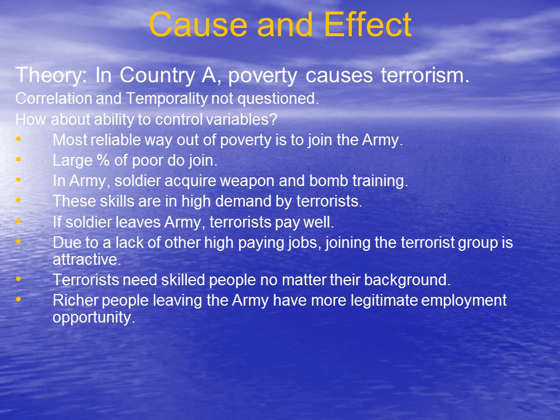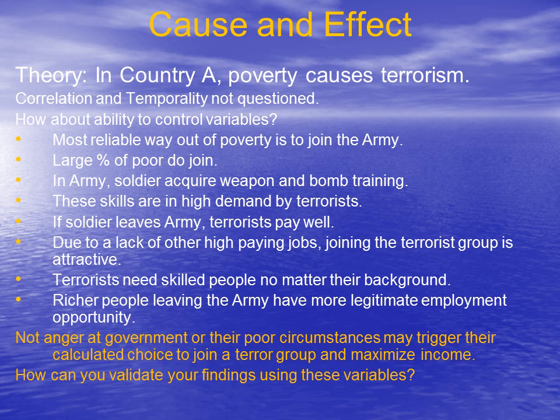It makes sense. So it makes practical sense. Terrorists need skilled people, no matter their background. The richer people leaving the Army have more legitimate employment opportunities. So can we say that poverty causes terrorism? No. It's not anger at government or their poor circumstances that may trigger their calculated choice to join a terror group. It's to maximize their income. That's why they join. And so you have to ask yourself always, how can you validate your findings using these variables? These are the things that you get involved with when trying to prove that the effect of something was caused by something else.